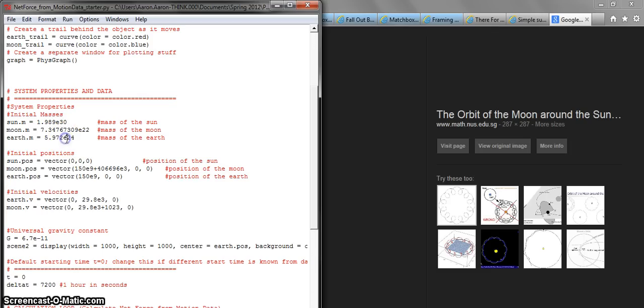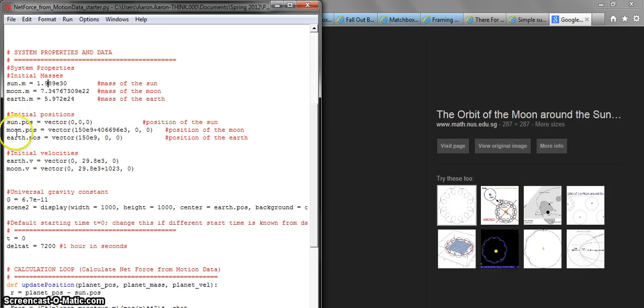I looked up the proper statistics online and found the mass of the sun to be around 1.989 times 10 to the 30th kilograms. The mass of the moon was around 7.34 times 10 to the 22 kilograms, and Earth was about 5.972 times 10 to the 24 kilograms.